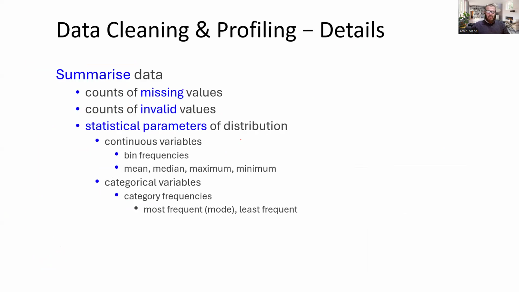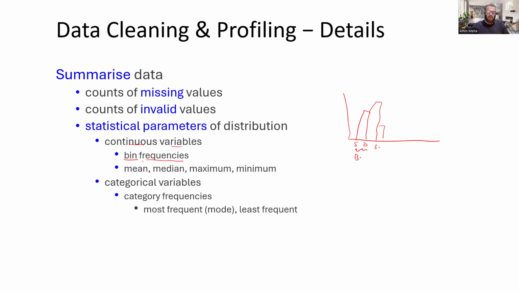In data cleaning and profiling, we have been through counting the missing values and counting the invalid values. We can do some descriptive statistics to see the data in bin frequency. For instance, we have age here, and mean, median, maximum, minimum for the continuous variables, and bin frequency. You can have a plot like this. This one is between 5 and 20, this one 20 and 30. That's called the bin.